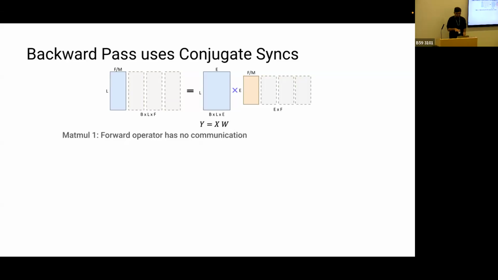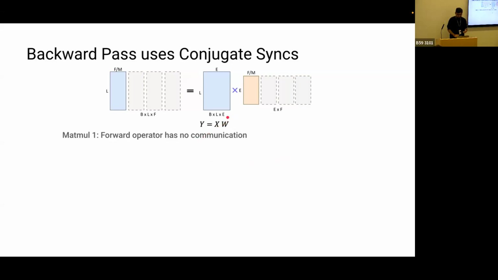This is the most confusing part that people usually forget about: you need to think about the backward pass as well. The good news is that the backward pass is always like a conjugate operation, which means it's very easy to think about what's going on there.